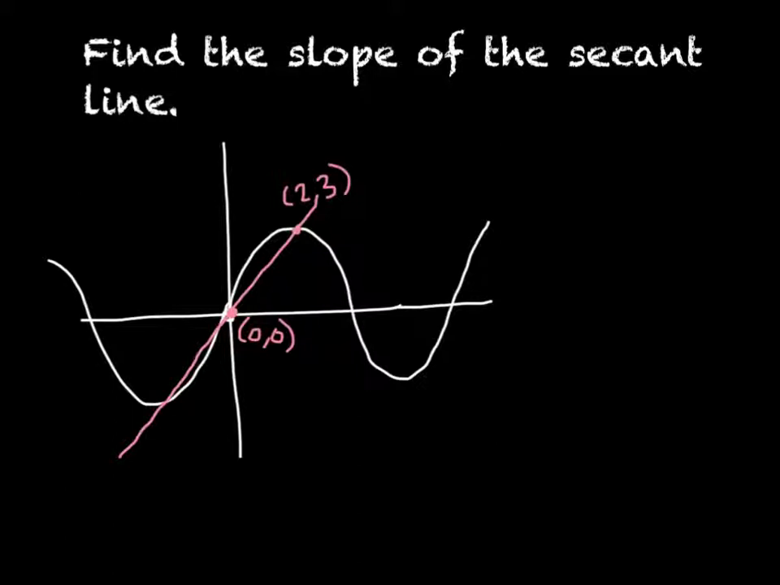Find the slope of the secant line. So this is just our simple algebra. All we have to do is y2 minus y1 over x2 minus x1. So 3 minus 0 over 2 minus 0. So our slope is equal to 3/2.